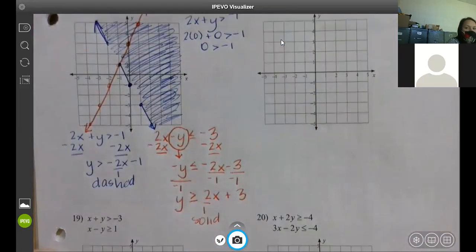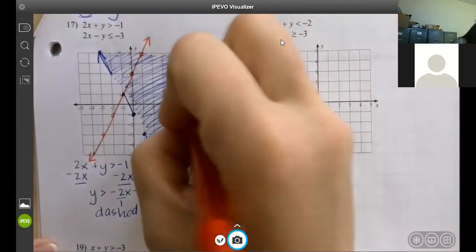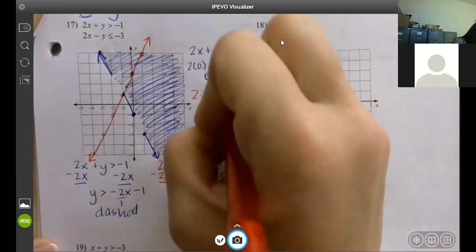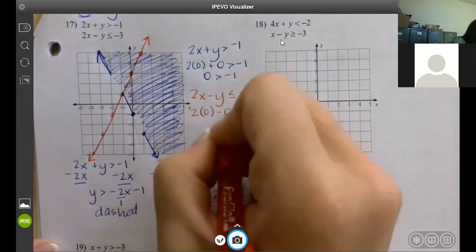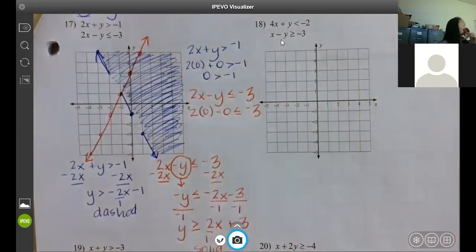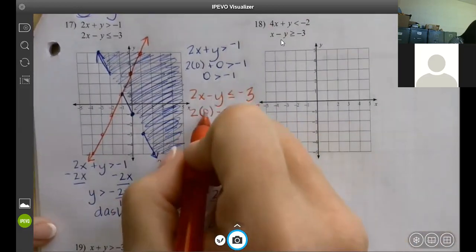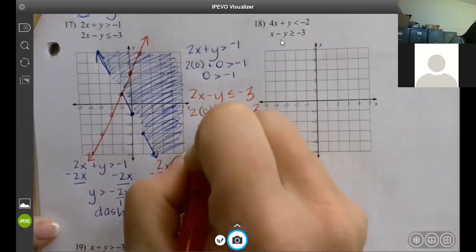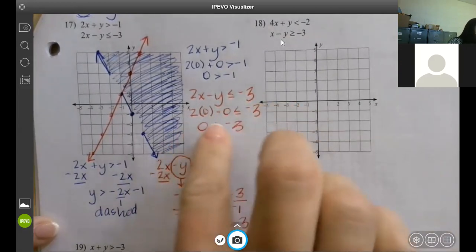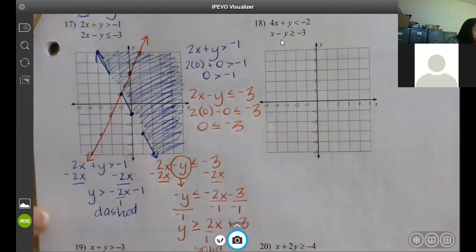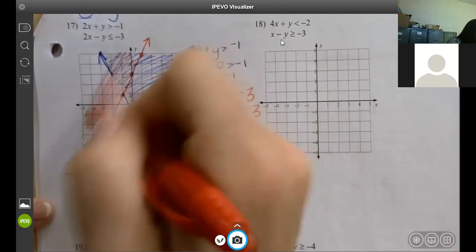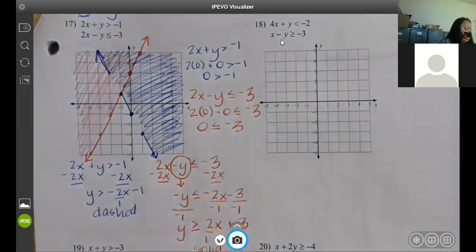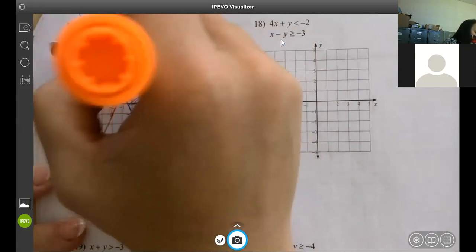And then we're going to plug in 0, 0, but I'm going to plug it into this equation up here. So 2x minus y is less than or equal to negative 3. We're going to plug in 0: 2 times 0 minus 0 is less than or equal to negative 3. 2 times 0 is 0, minus 0 is 0. Less than or equal to negative 3. Is 0 less than negative 3? No, so we shade the side without 0, 0. And we can see that little top triangle is our answer.